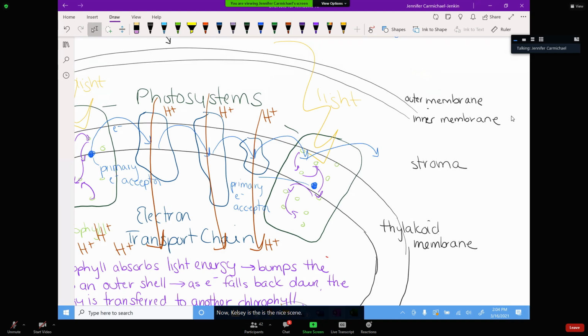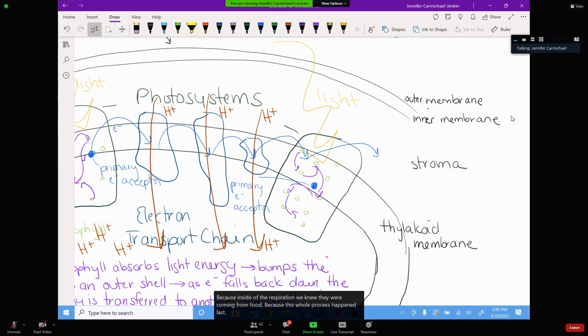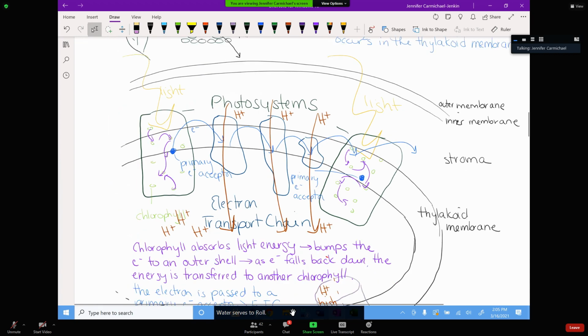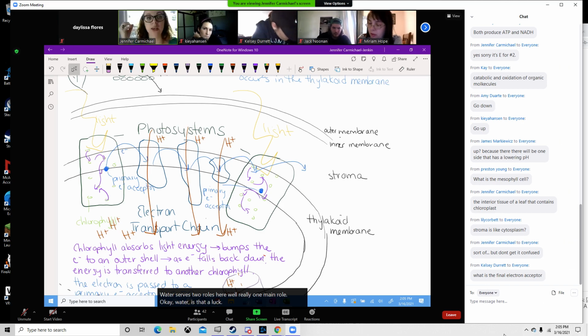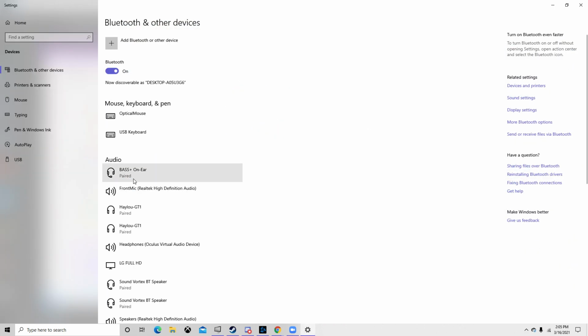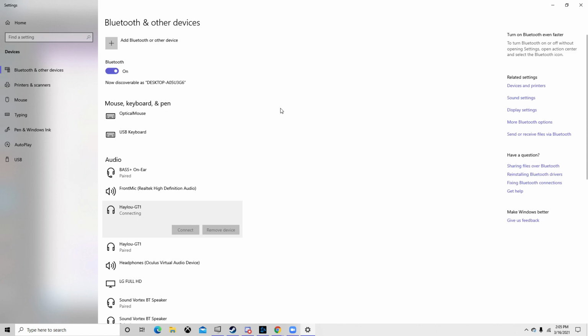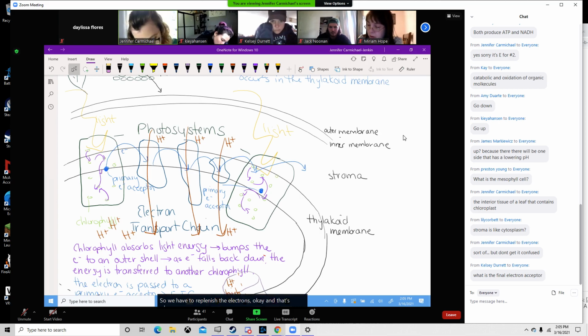Now, that's a nice segue. So there are questions here. Where did the H pluses come from? Where did the electrons come from? In cellular respiration, we knew they were coming from food because this whole process happened last. Enter water. Water serves two roles here. Well, really one main role, okay? Water is the electron source. All of these electrons, if they get shuttled through the electron transport chain, the chlorophyll is going to run out of electrons. So we have to replenish the electrons, okay? And that's what water does.